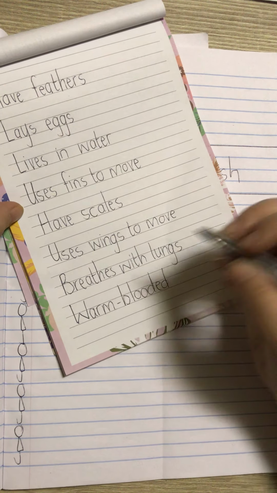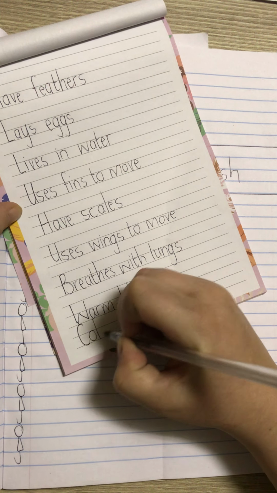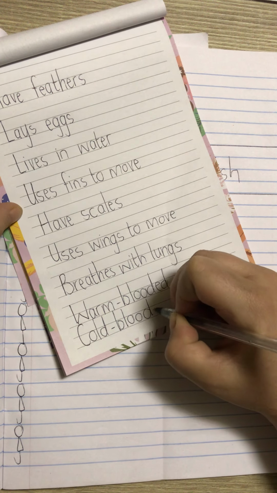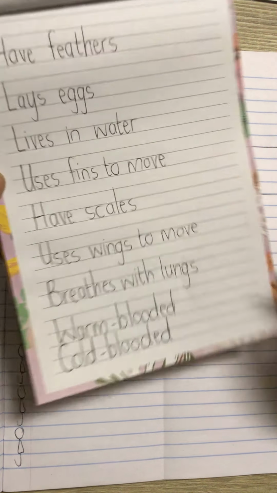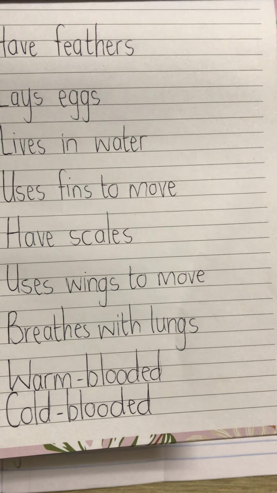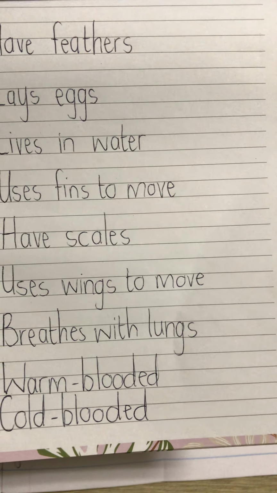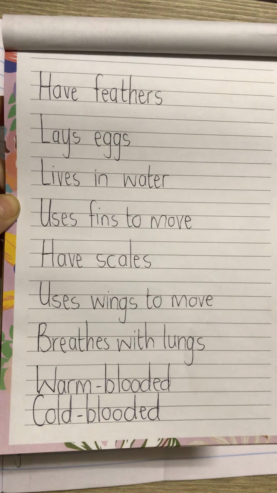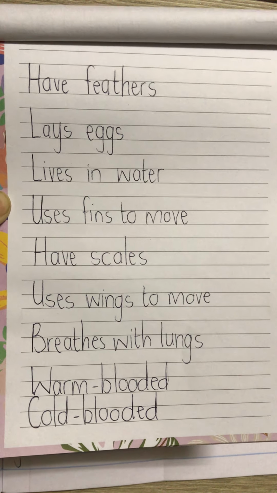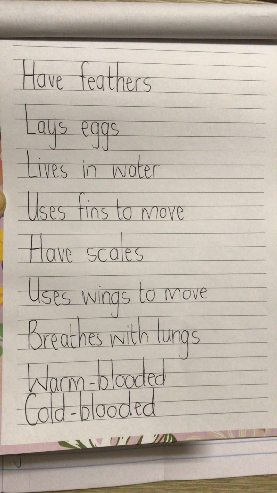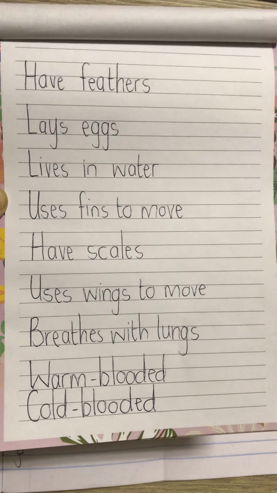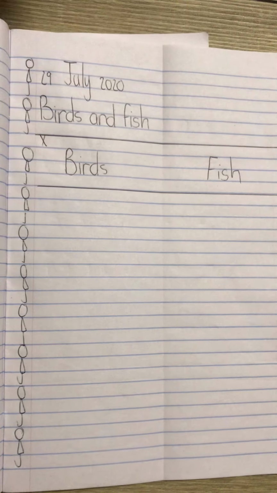And then the last one, I'm just going to kind of press it in here. Cold-blooded. If birds are cold-blooded, write it under birds. If fish are cold-blooded, write it under fish. Good.